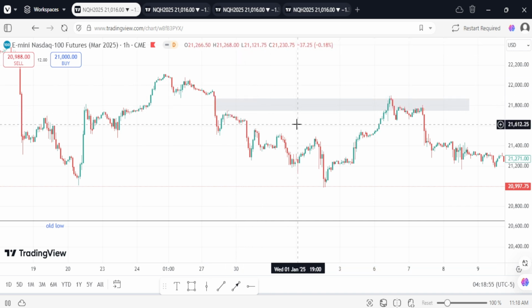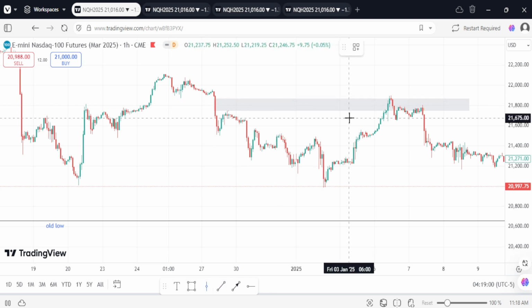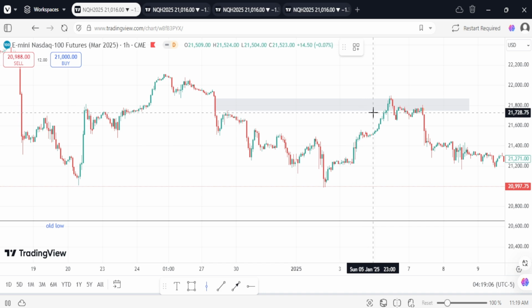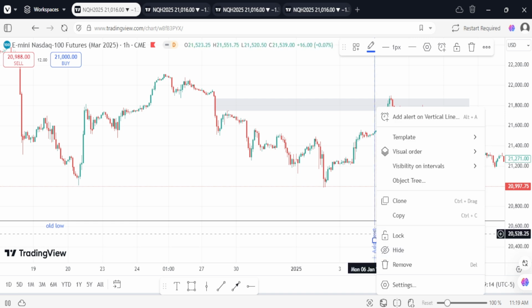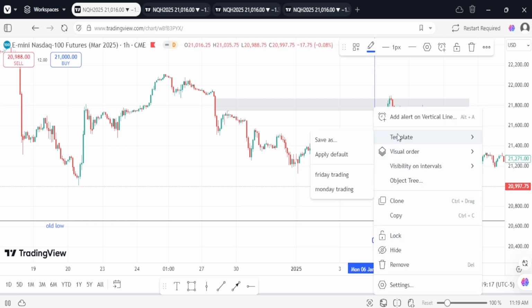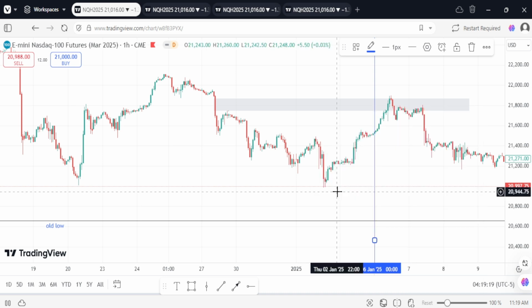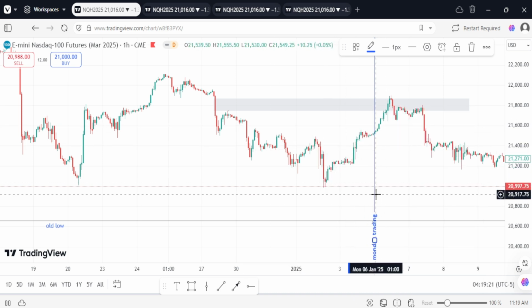Now in the 1 hour chart, we are going to mark the Friday's close, which can also stand as the start of Monday's trading. So this is the Friday's close, and we can put it as the start of Monday's trading.